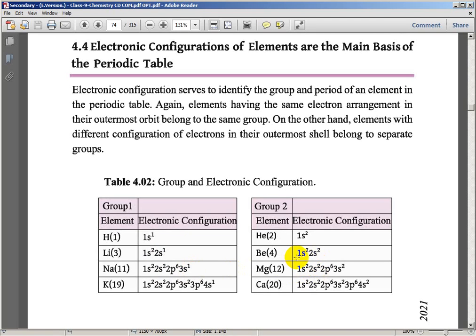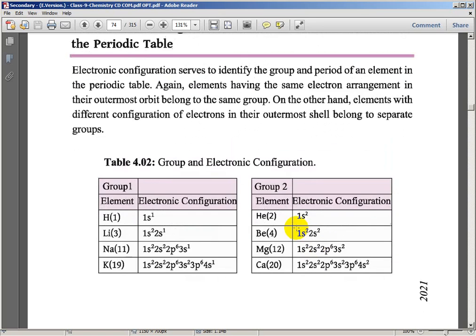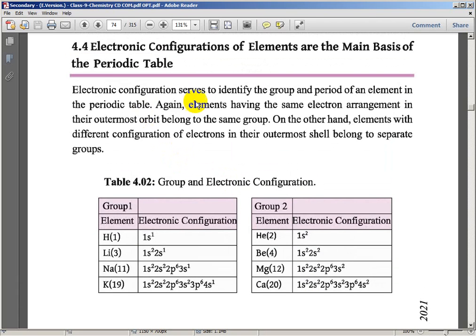Beryllium, 1s2 2s2, has outermost shell 2, so period 2, and 2 outermost electrons, so group 2. Electronic configuration serves to identify the group and period of an element in the periodic table. Elements having the same electron arrangement in the outermost orbit belong to the same group. Elements with different outermost electronic configuration belong to separate groups.